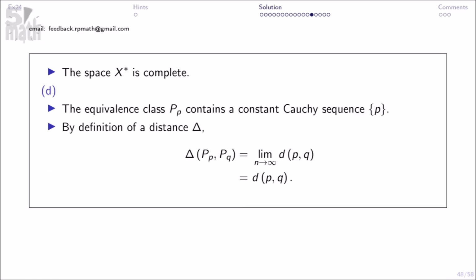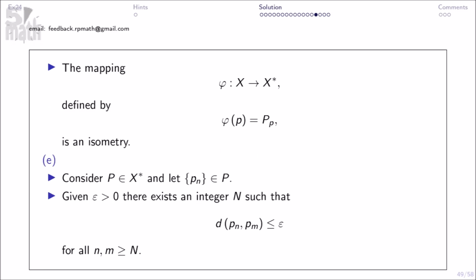The space X star is complete. D. The equivalence class P contains a constant Cauchy sequence p. By definition of distance delta, we have this. The mapping here, defined by this, is an isometry.